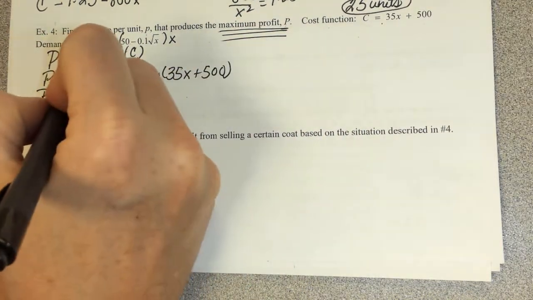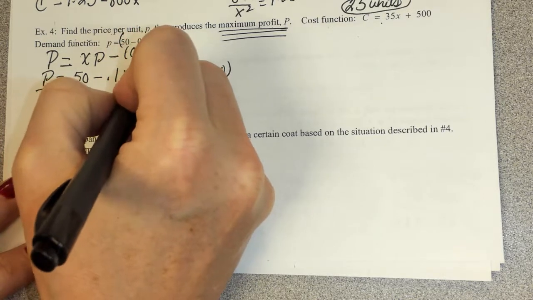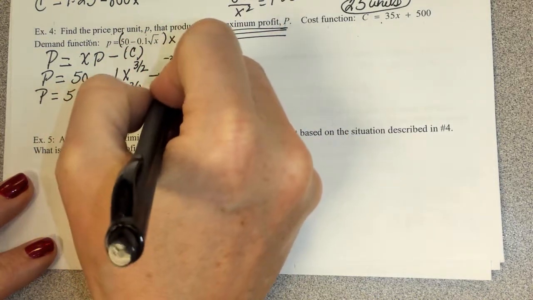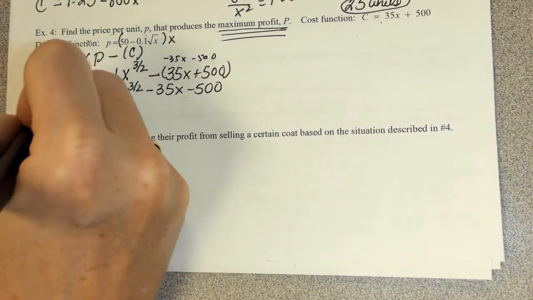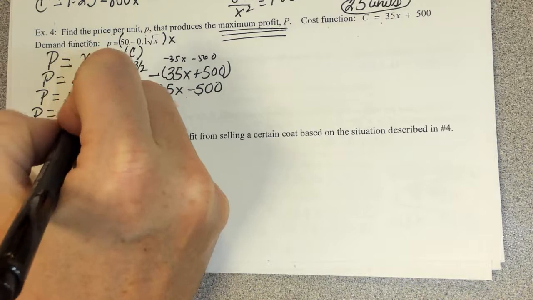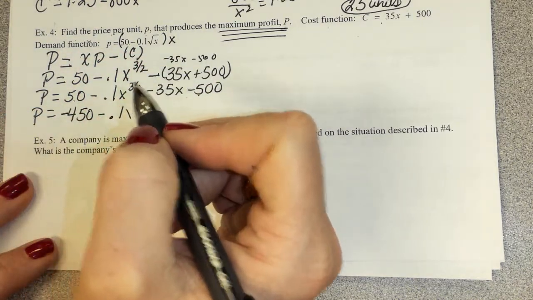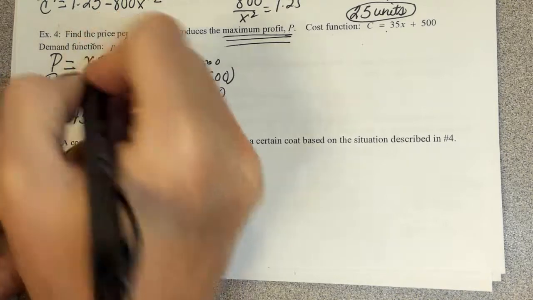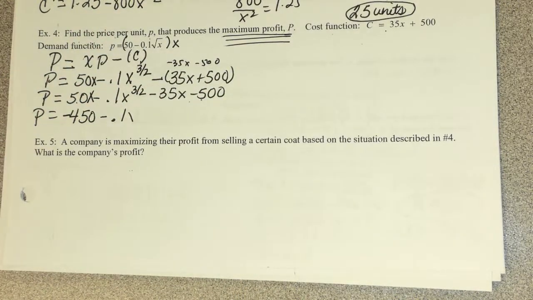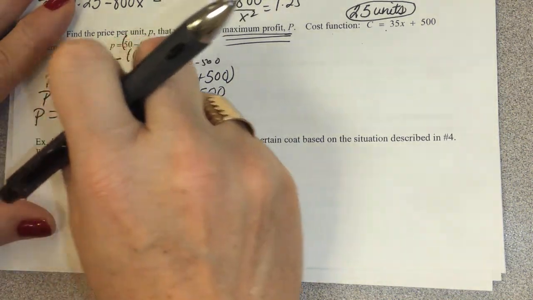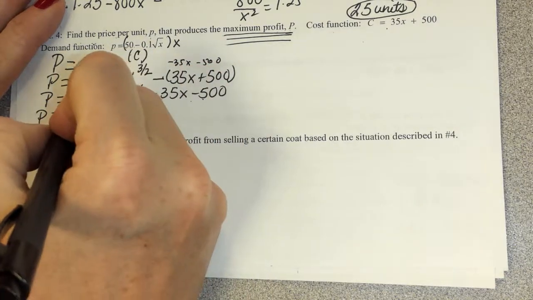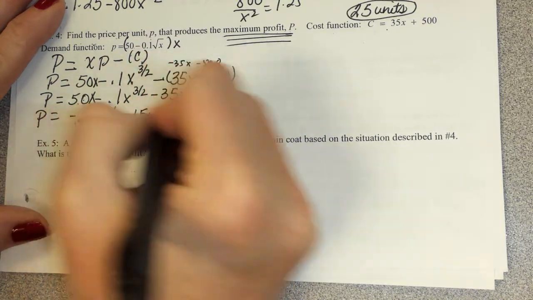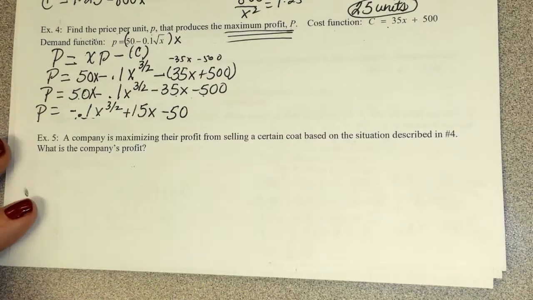So to find the profit, let's simplify. 50x minus 0.1 x to the 3 halves. And then this will be negative 35x minus 500. And so just simplifying a little bit more, 50 minus 500 gives us negative 450 minus 0.1. All right, so we are going to put this into descending order. So I'm going to have negative 0.1 x to the 3 halves, and then 50x minus 35x is 15x minus 500. So there's our profit function.